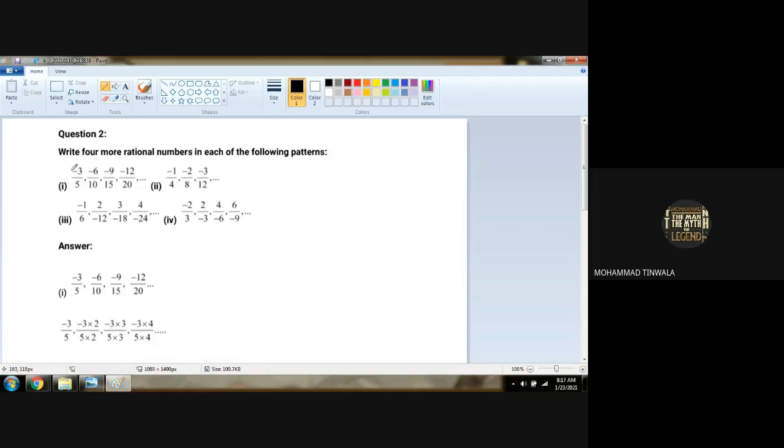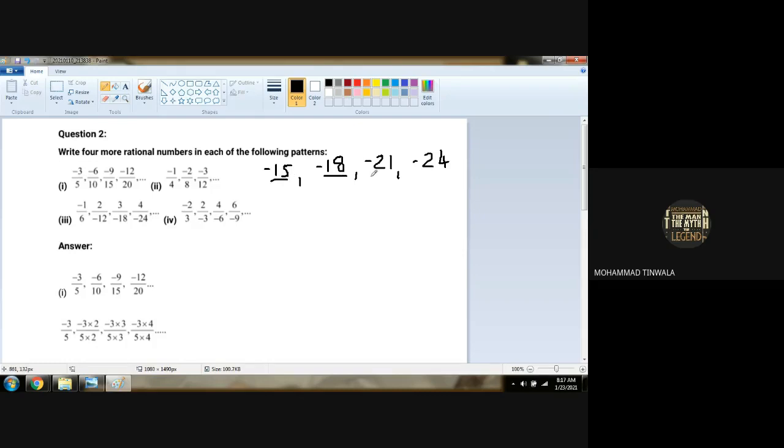Numerator is minus 3, minus 6, minus 9, minus 12. So all of them have a gap of 3 in the numerator. Yes. So it will be minus 15, then minus 18, then minus 21, and minus 24. Am I correct?